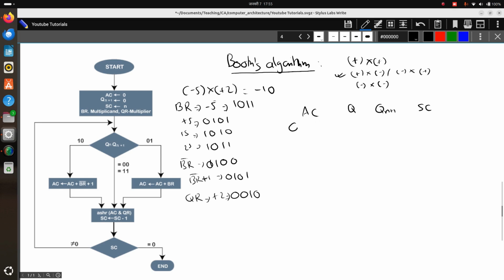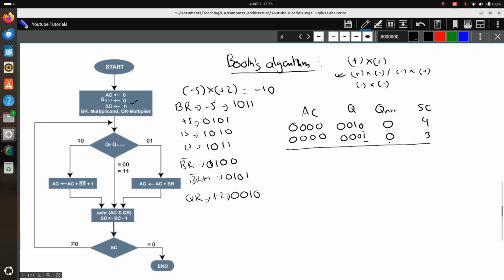Now start with the table again. So first of all, accumulator is going to be initialized to 0. This particular QR is going to be written here. Qn plus 1 at the beginning is always 0, and then step counter is 4. First of all, we see the combination 0, 0. We go to this particular part here. We perform an arithmetic right shift, which is 0, 0, 0, 0, 0, 0, 0, 1 and 0, and then decrease the step count by 1.